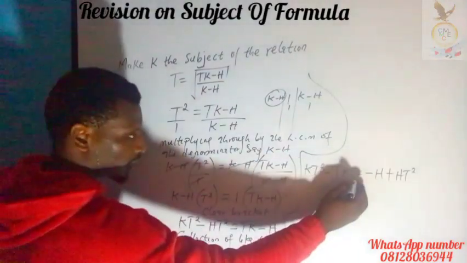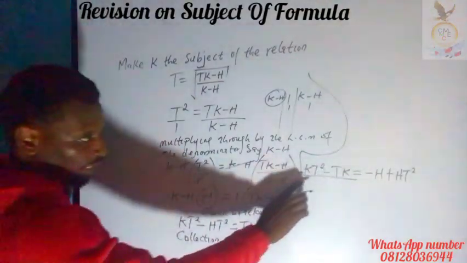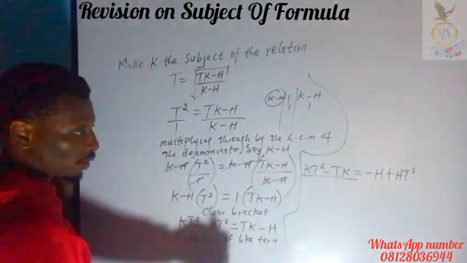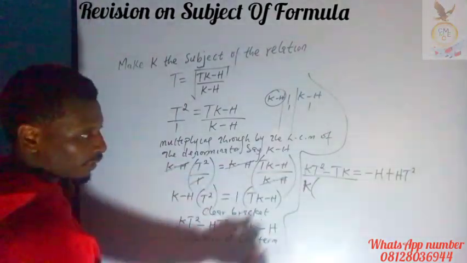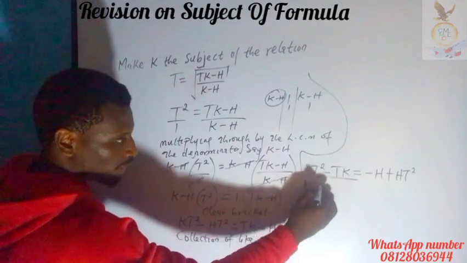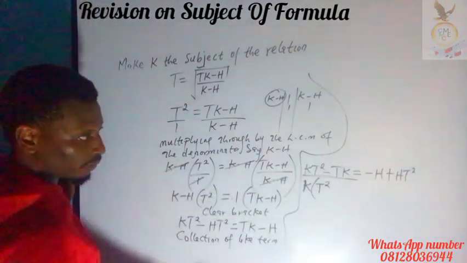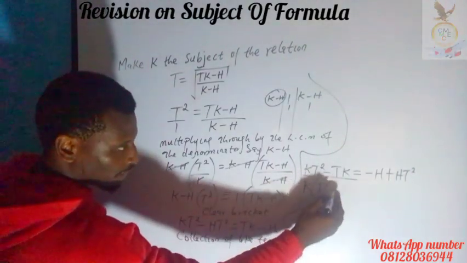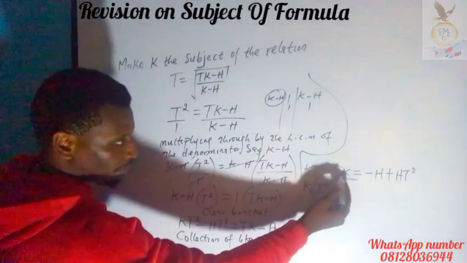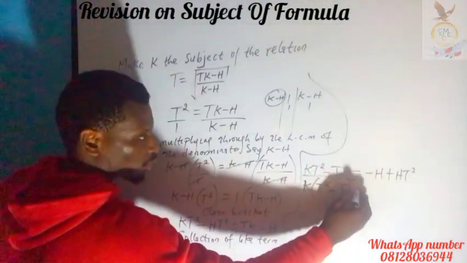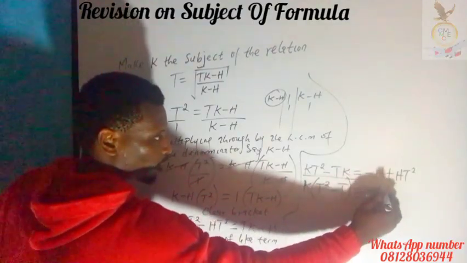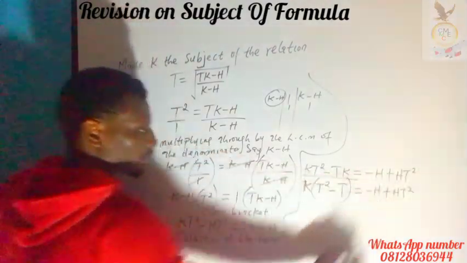So at this point, k is common. We're having k here, we're having k here, meaning that k is common. So bringing out k, we're going to have k brackets, k divided by k, leaving us with t squared. Plus divided by minus is minus, and the k divided by k, leaving us with t, is equal to minus h plus ht squared.